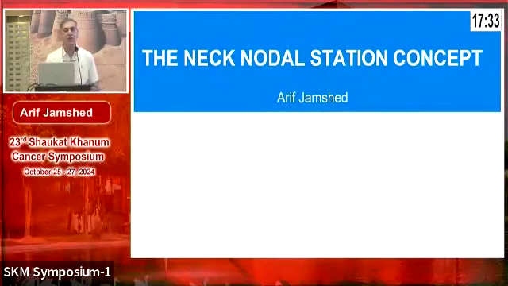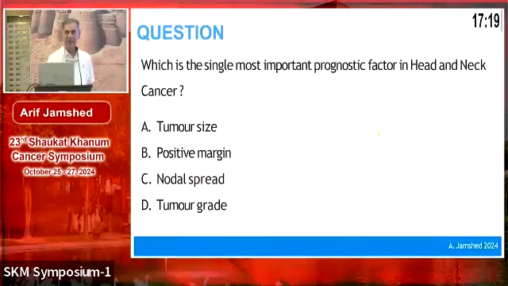Now, when you go to medical college, you are taught about the neck nodes, that you've got nodes in the neck, and they're all distributed in the form of chains. So I think we should also start seeing some of the slides as well. Before we come to all that, which is the single most important prognostic factor in head and neck cancer? Is it the size? Is it the margin positivity? Is it nodal spread or tumor grade? All of you should get it correct. So the correct answer is C.